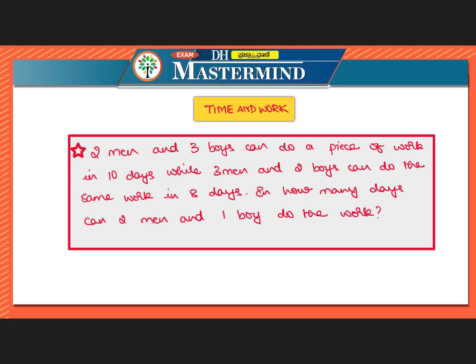Two men and three boys can do a piece of work in 10 days, while three men and two boys can do the same work in 8 days. In how many days can two men and one boy do the work?